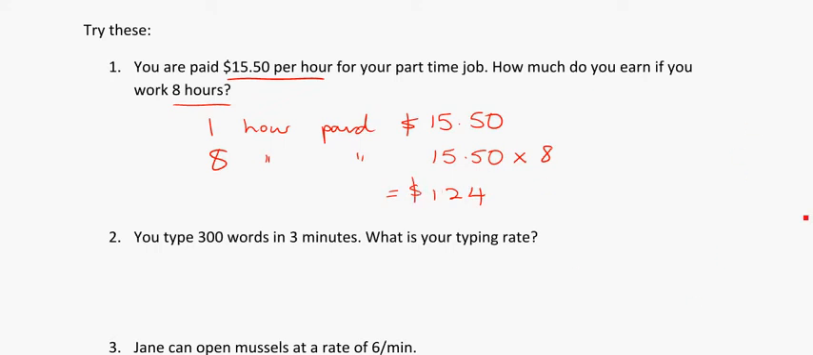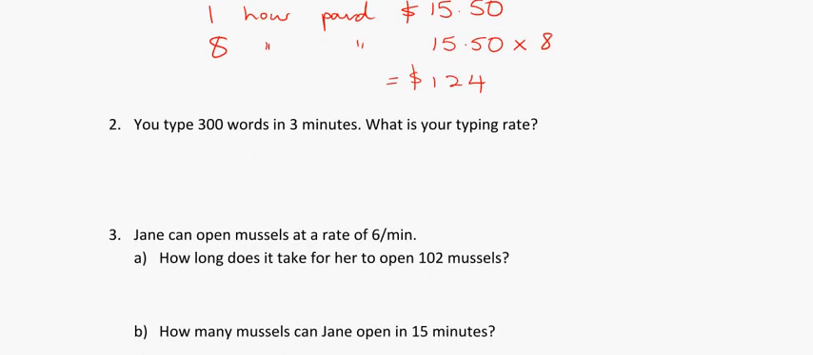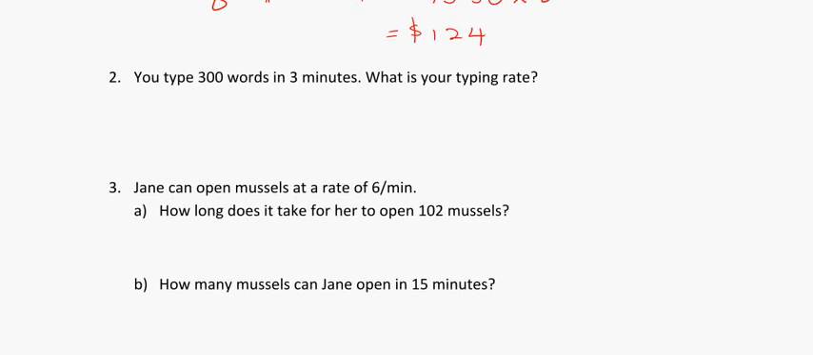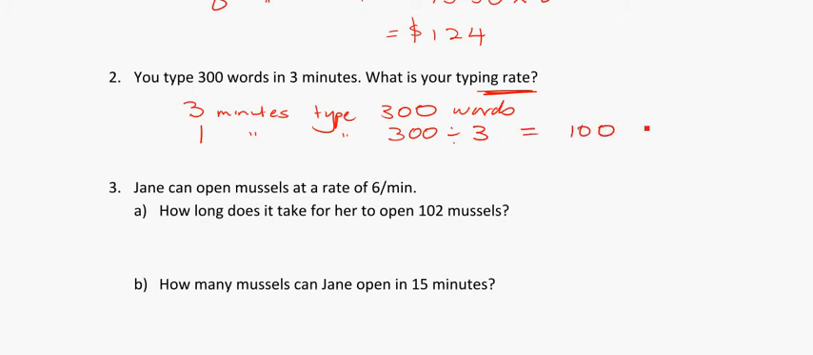Okay, the next rates question. You type 300 words in 3 minutes. What is your typing rate? Now we have to express this as a rate, so we want to know what they can do in 1 minute. We know the minutes, we put that on the left hand side: 3 minutes, type 300 words. I want to know how many words I can do in 1 minute. So I have to divide the 300 by 3 to get 100 words. So the rate is 100 words per minute, per 1 minute.